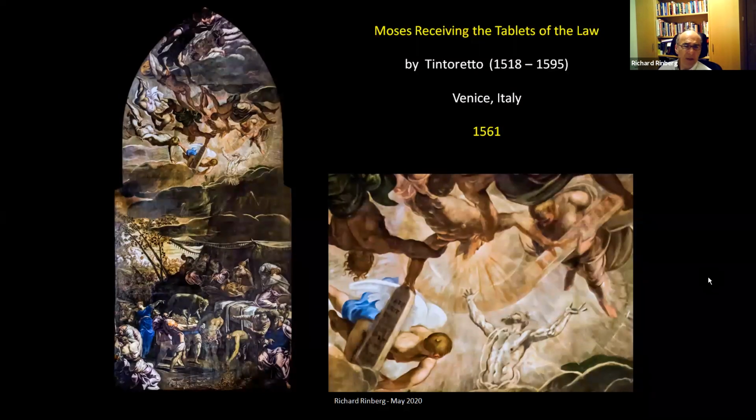And I like this very much. This is Tintoretto in Venice, Moses receiving the tablets of the law. There's a lot going on here. He actually has done different versions of this, Tintoretto, but you've got down below, and here's the golden calf and the people, and you've got up in heaven, and heaven's very busy.